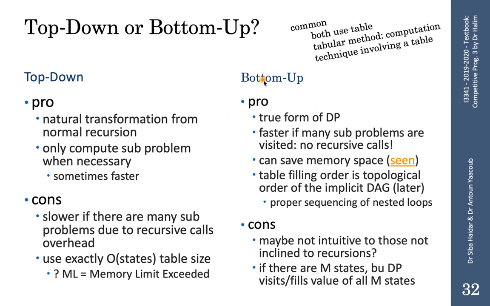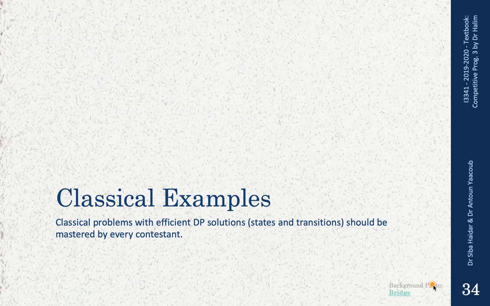The cons of the bottom-up approach are that it may sometimes not be intuitive to those who are not inclined to recursion. And if there are M states, the bottom-up approach will visit them and fill the value of all the M states. You have to fill them all in order to advance. So in most of the cases, both techniques are very fine and they will give you the acceptable answer and everything is okay. But you have to know the difference between them in order to be able to choose.